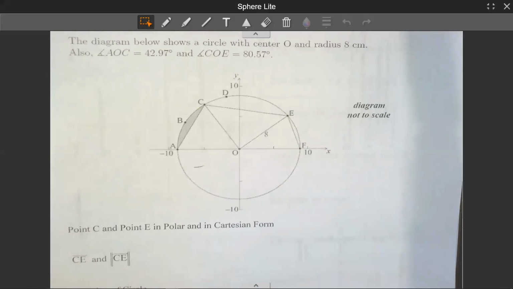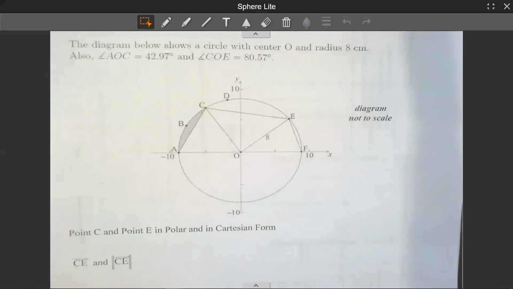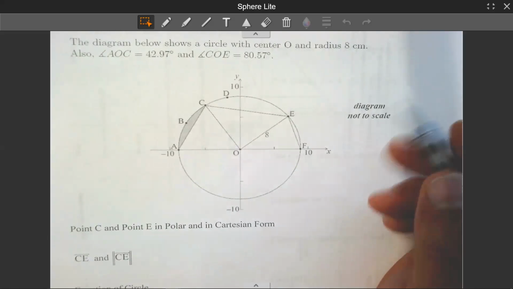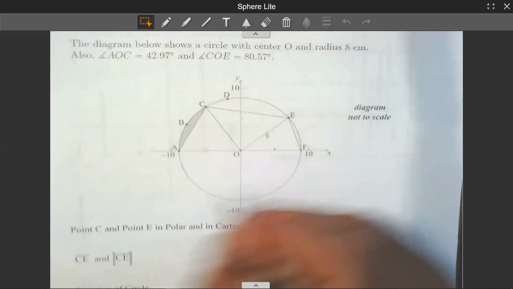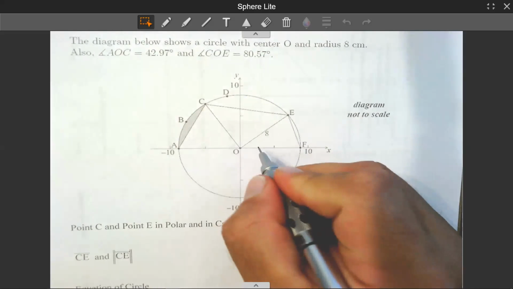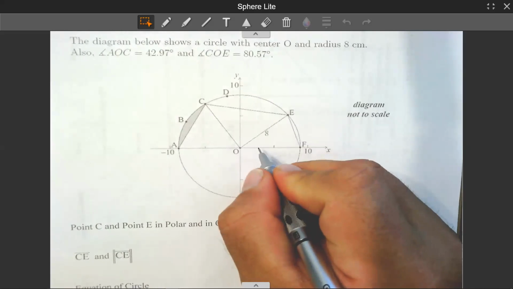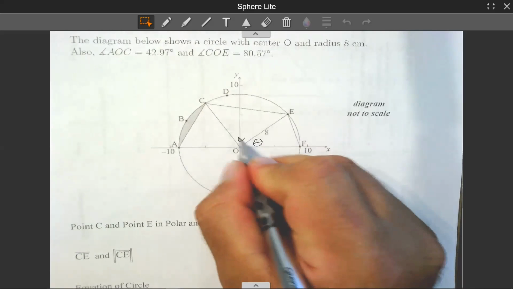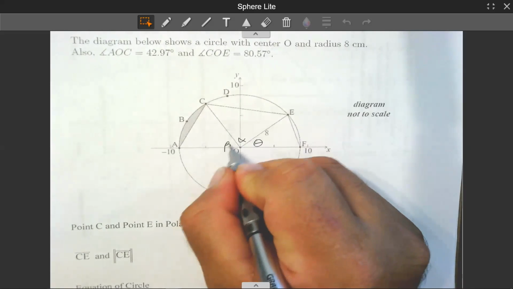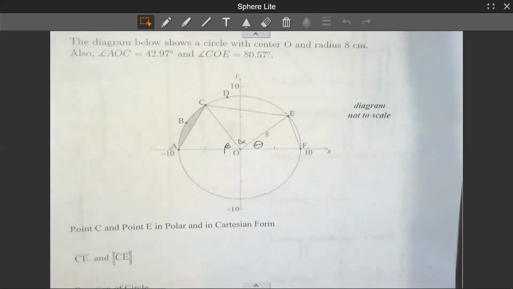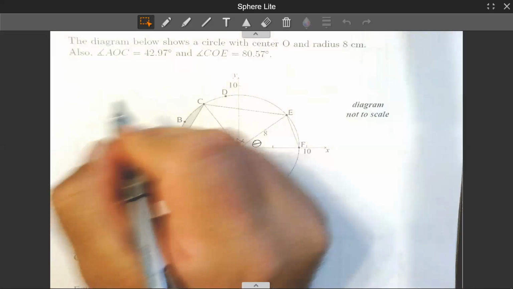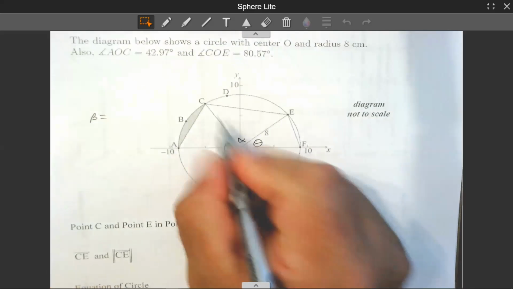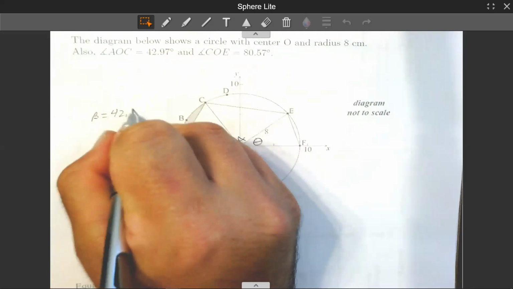All right, so we have this information, and anytime you're provided information with a diagram, it's very useful to label the information provided, okay? So I'm going to come over here and label this part right here theta. I'm going to label this part right here alpha, and that part right there beta, because those are three angles that we have. And from this information, AOC is 42.97 degrees.